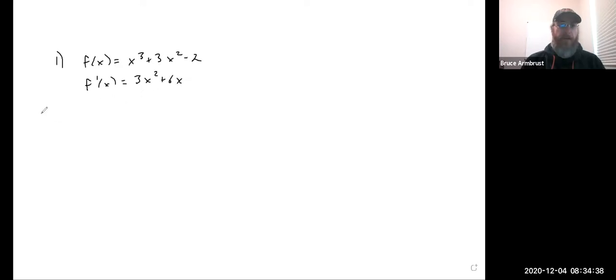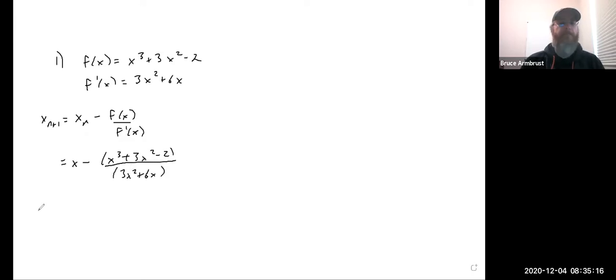And so what we know for Newton's method is that our next best guess is going to equal our current guess minus f of x over f prime. It's always this form, and hopefully you remember where that came from. That came from finding the x-intercept of the tangent line. And so for this one specifically, we're going to have x cubed plus 3x squared minus 2 over 3x squared plus 6x, right? That's what f and f prime are here.